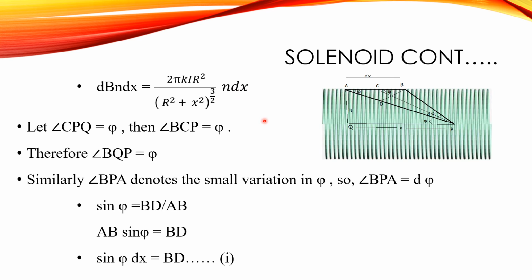Okay, so here, what we can say is that this magnetic field is given by the coil present in this dx, or we can say n dx, meaning the number of coils we have added is n dx. Then it is given by this dB_n dx.